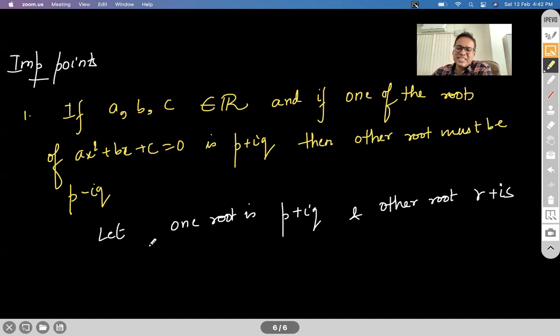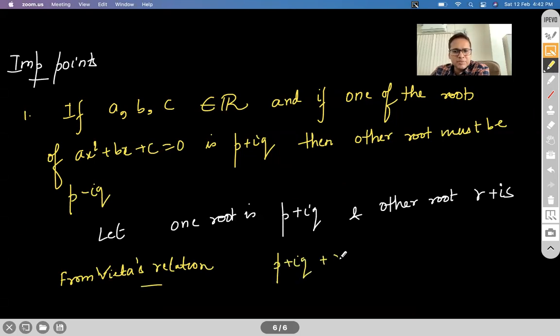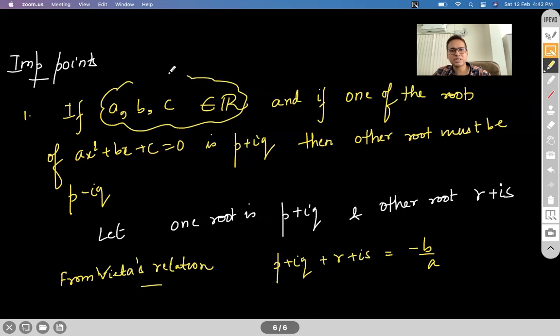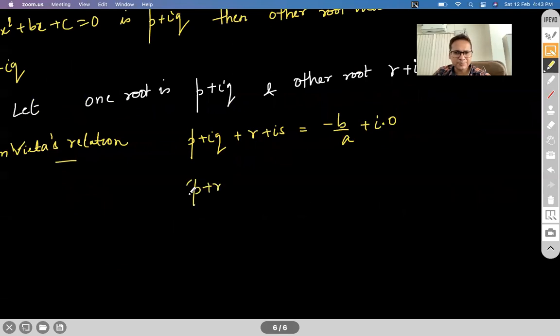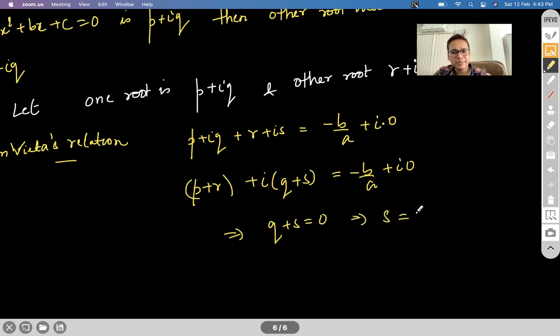Now, there's a very important relation that you would have already learned in class 10, that is called Vieta's relation. From Vieta's relation, we know that the sum of the roots should be minus B by A. Now remember, if A, B, C are all real numbers, this is a completely real number. That means I can safely say it is minus B by A plus 0i. Correct? Now if I group up the terms here, as per our complex number algebra, what I realize is that Q plus S should be zero, which means your S should be minus of Q.